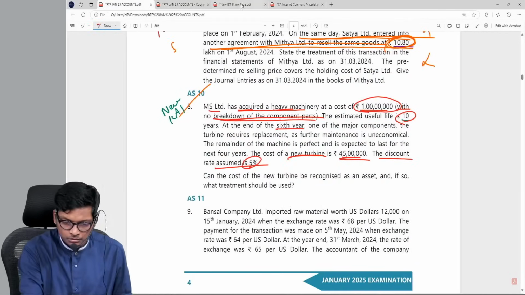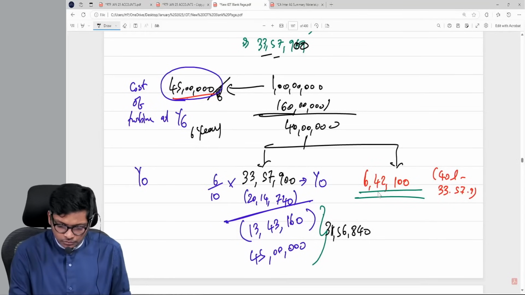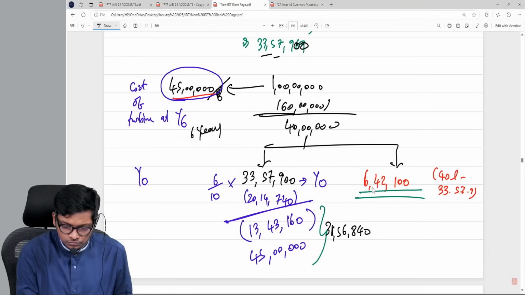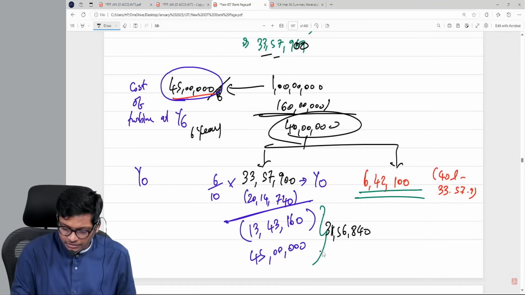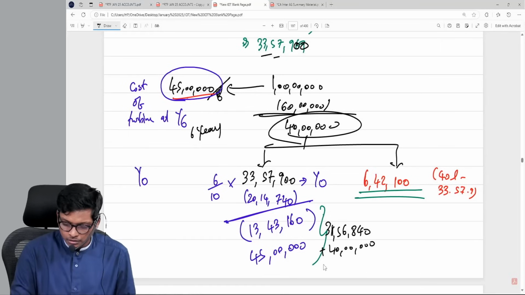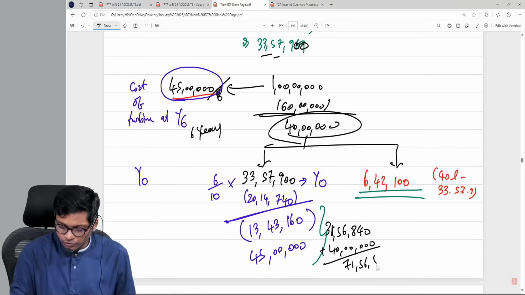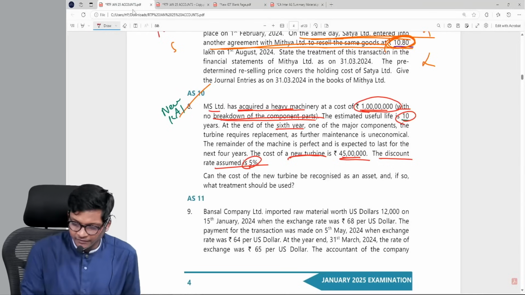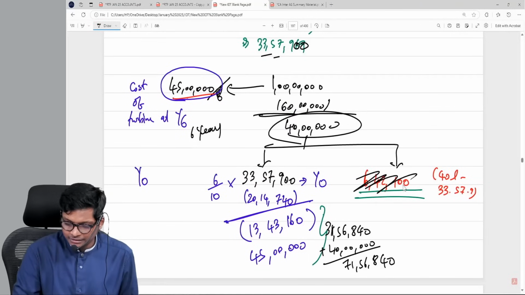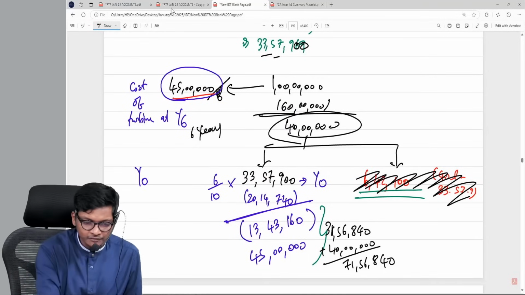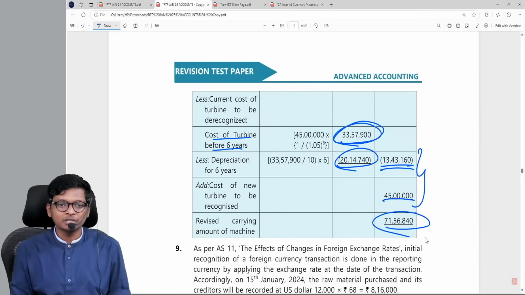Add this 40 lakhs, you will get how much, guys? 71 lakh 56,840. That's what we have here. This is the other computation. Leave this. You will have 71 lakhs 56,840.